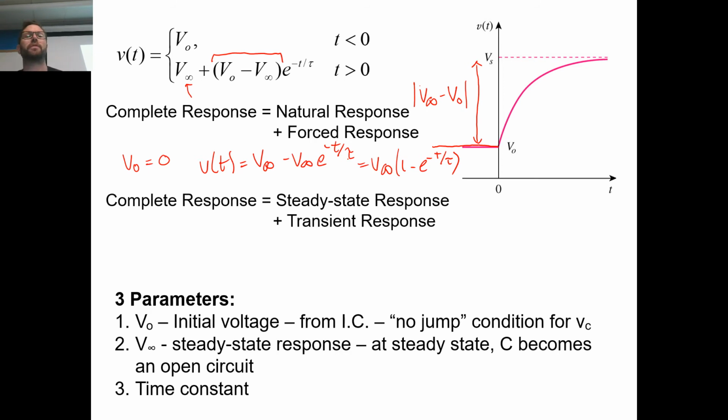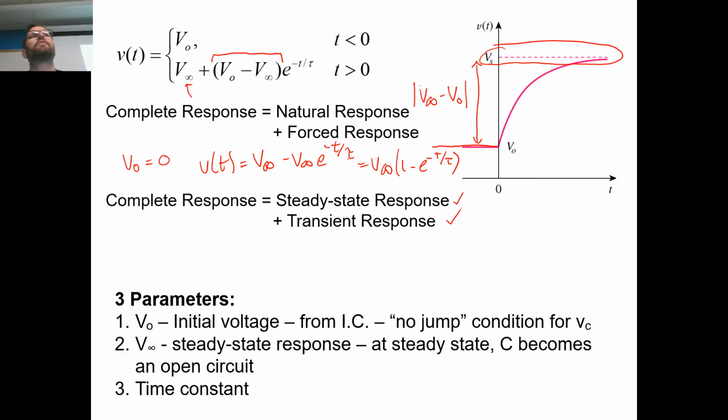The form that we've shown here is the general form, the complete response rather. And so the complete response to any system is always the steady state response plus the transient response. So the steady state is where things go to under steady state conditions or DC conditions.